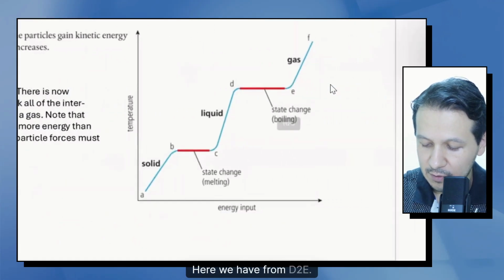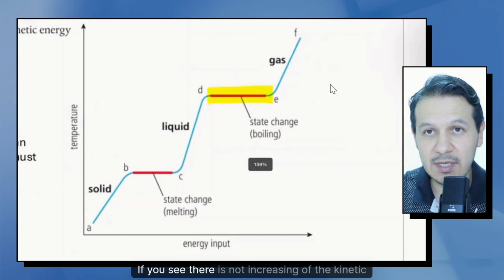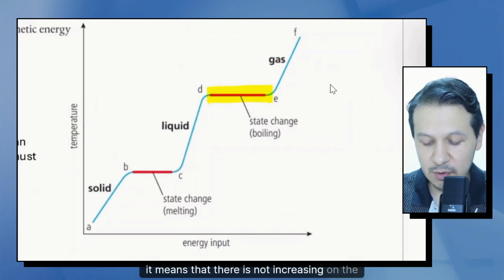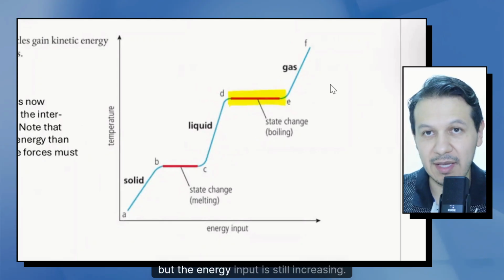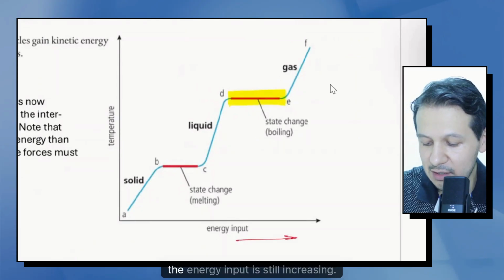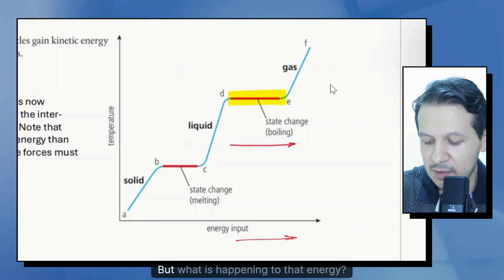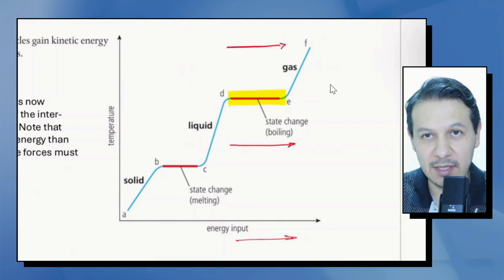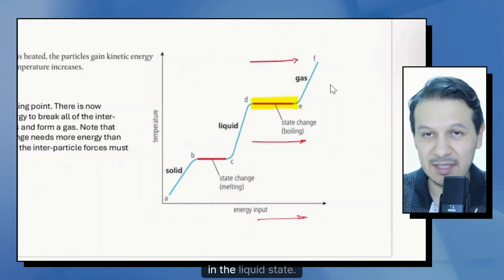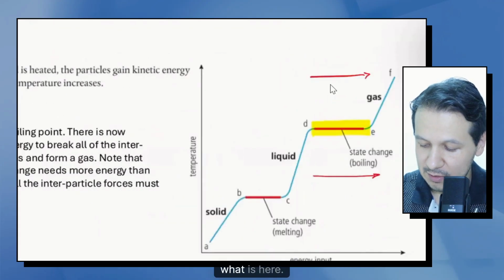Here we have from D to E. If you see, there is no increase of the kinetic energy, it means that there is no increase in the temperature, but the energy input is still increasing because we are talking about the x-axis. The energy input is still increasing, but what is happening to that energy? It's working on breaking the intermolecular forces in the liquid state. Let's see what is here.